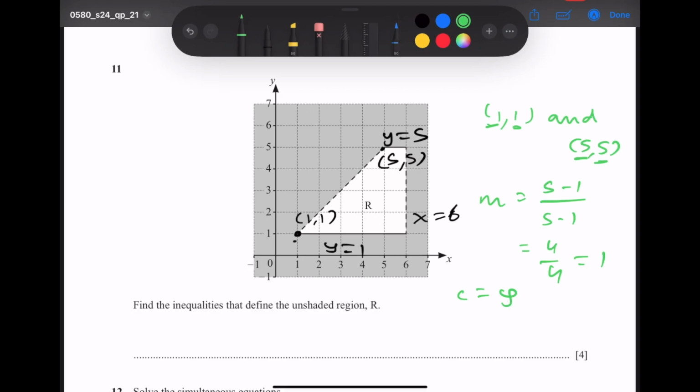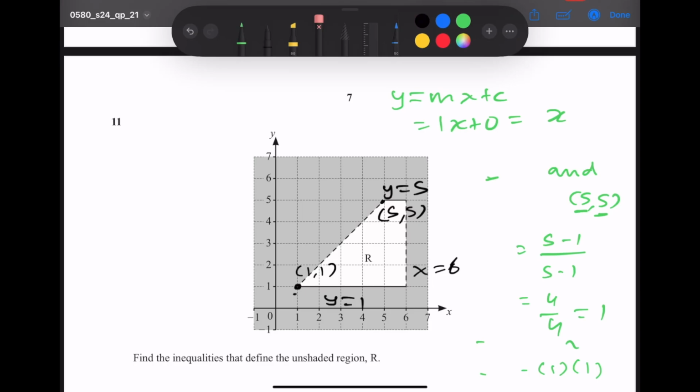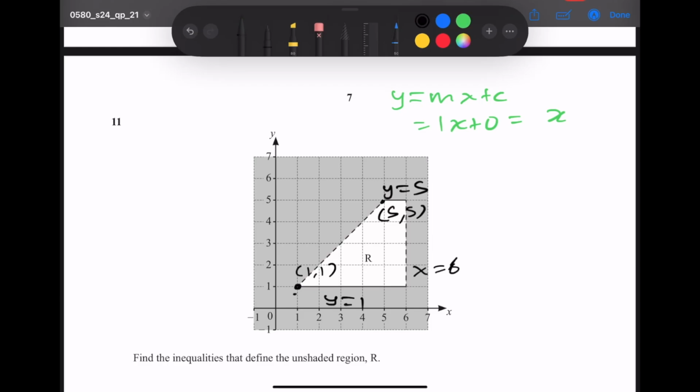So c is equal to y minus mx. So we take 1 by 1 as the y and x values. This means that c is equal to 1 minus m, which is 1, times x, which is 1. So 1 minus 1, which is 0. Therefore, if we write y is equal to mx plus c, this is equal to 1x plus 0. Therefore, y is equal to x. So the fourth line is just y is equal to x.